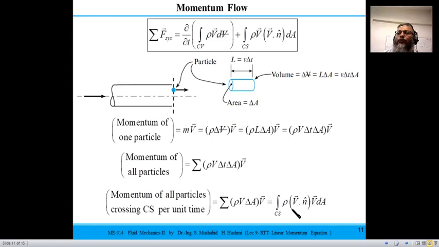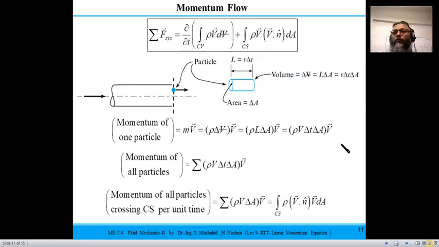So this is actually the momentum of all the particles that has been crossing per unit of time. At this point we know that this is the sum of the forces, this is an accumulation term, whatever the momentum change takes place within this control volume, and this is actually the momentum flow through the control volume across the control surface. So this is the momentum flow term.